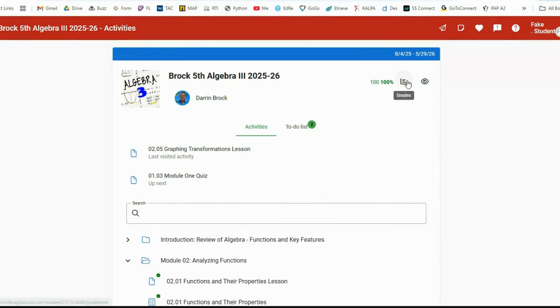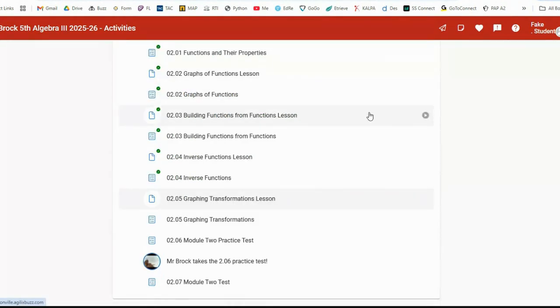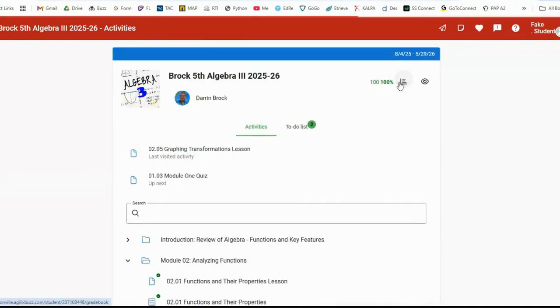All right, let's take a look and see what Buzz is going to show us this week. Let's go to our grade screen as usual. Oh, it went to the bottom. No, grade screen.